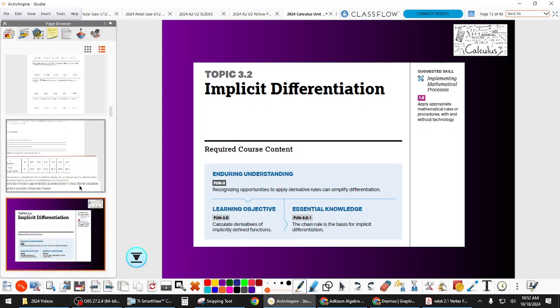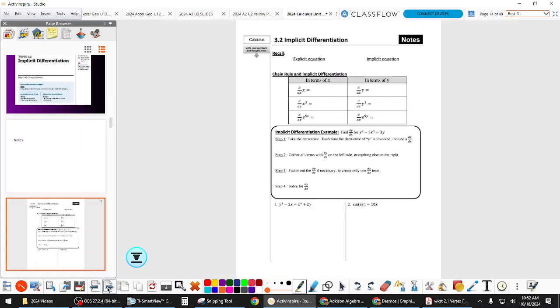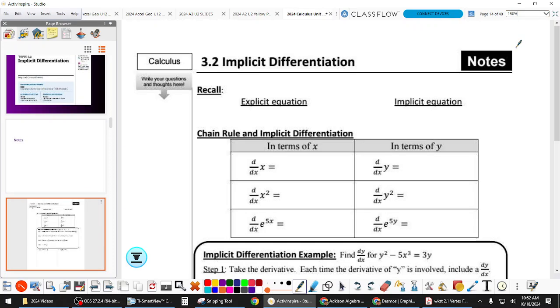All right, so implicit differentiation just has to do with functions that are defined in more than one variable. So let's define that first. This is kind of an interesting process, I think.